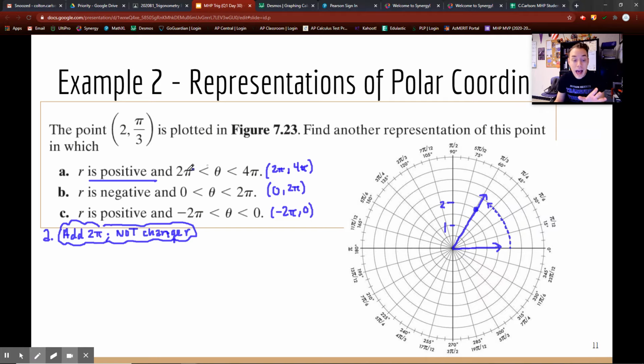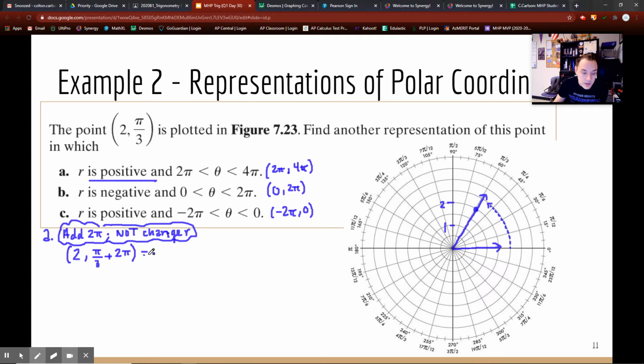If I want to go past 2 pi, what I need to do is add 2 pi. Now, if I add 2 pi, that means I'm not going to change the r. That's the only one out of my ABC from the last slide that I could use. So I'm not going to change r. So what will this look like? Well, I'm going to take it like this, 2. My r is not going to change. It's going to chill, 2. And I'm going to take pi over 3 and then plus 2 pi.